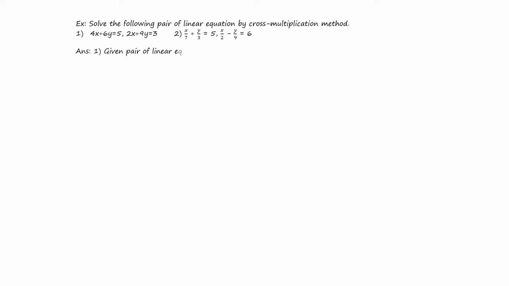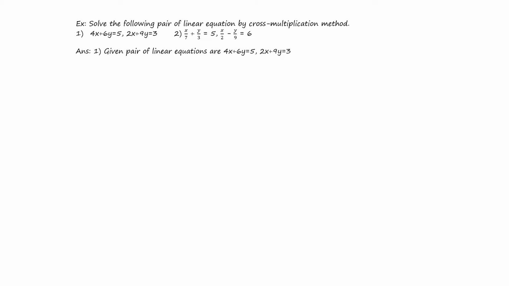Let's go through some examples so that it will be easier for us to understand the concept. Solve the following pairs of linear equations by the cross multiplication method. The first question is 4x plus 6y equals 5 and 2x plus 9y equals 3. And the second question is x by 7 plus y by 3 equals 5 and x by 2 minus y by 9 equals 6. Let's go for solving it.